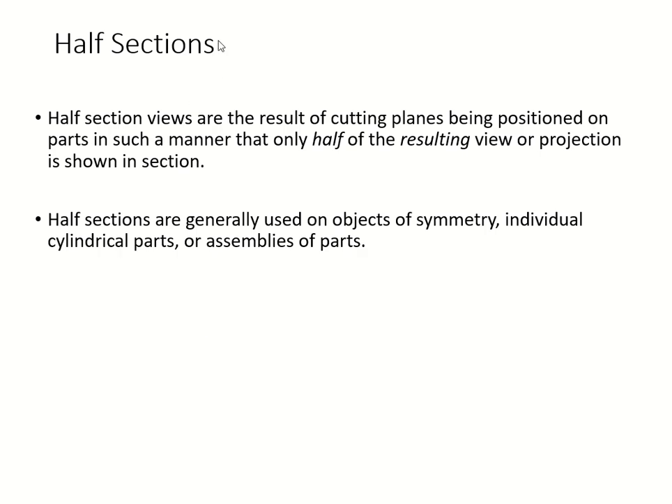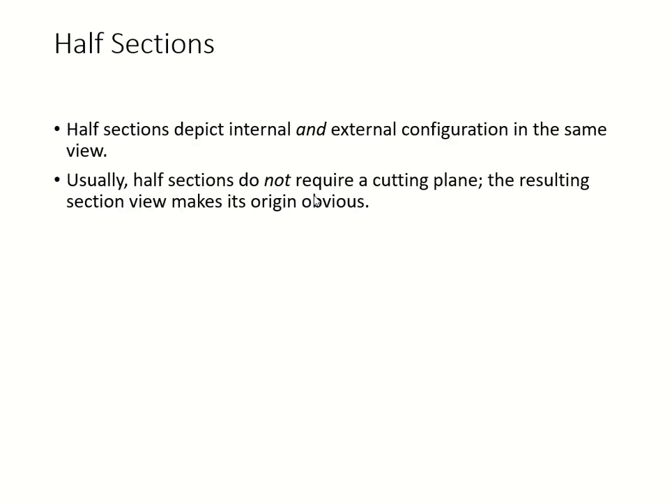All right, half section is a little bit different from your full section. Why? Because your cutting plane is going to be positioned right on the part instead of the full view, so you're going to get only half of your view or projection instead of the full section view. We usually use a half section because you have symmetry, so we don't have to spend our time drawing the same thing, so you can just show half. It suits nice cylindrical parts, assemblies, or symmetric features of your model. Half section shows your internal and external configuration, meaning the components in your model.